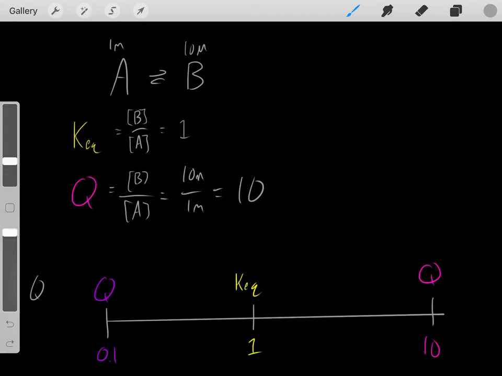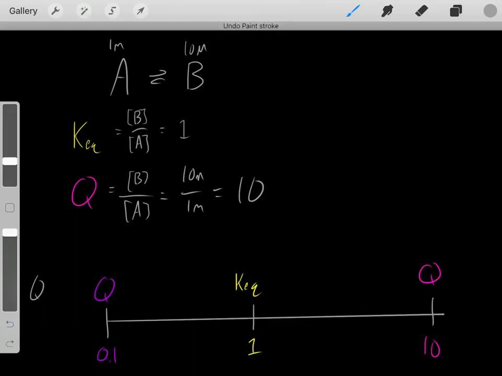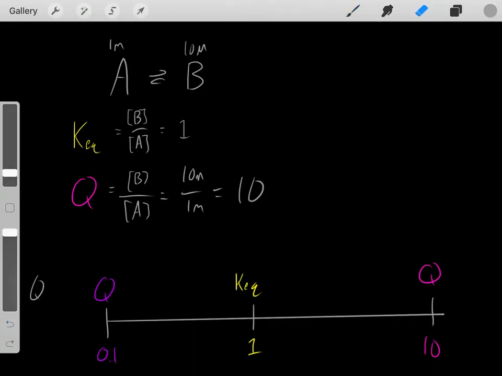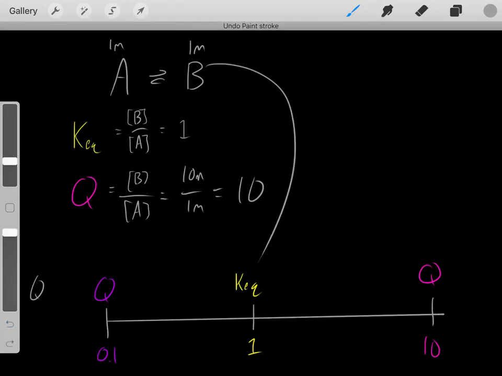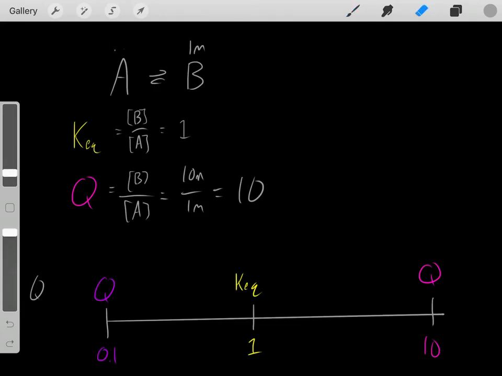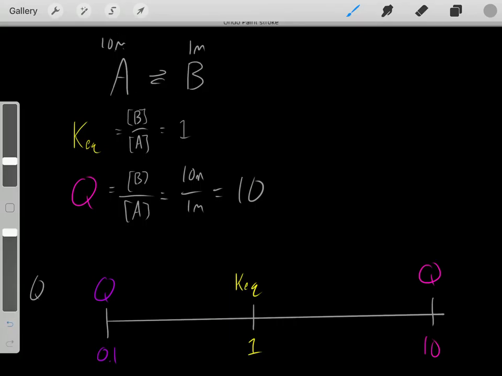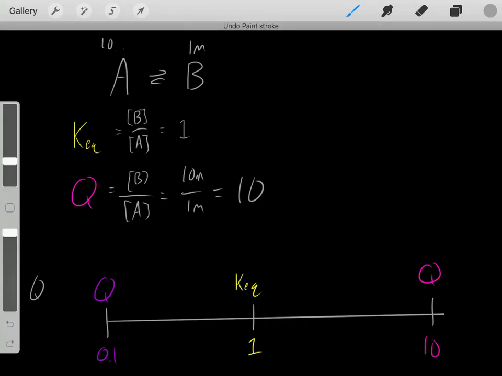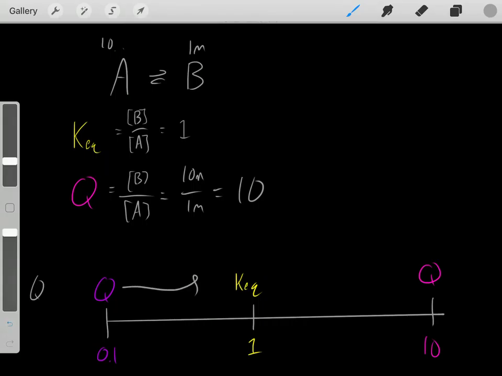And this is something you'll learn later in Gen Chem. But once the reaction is at equilibrium, there's no free energy in this reaction. At equilibrium concentrations, there's no free energy released going in either direction. However, when we're not at equilibrium, and let's say we have 10 molar of A, then there is free energy. Because the reaction is not at equilibrium and it wants to go towards equilibrium, as it goes towards equilibrium, it releases free energy.